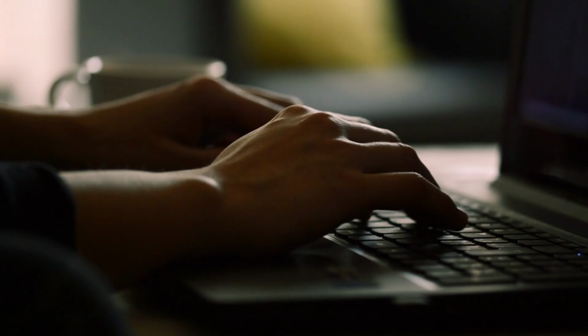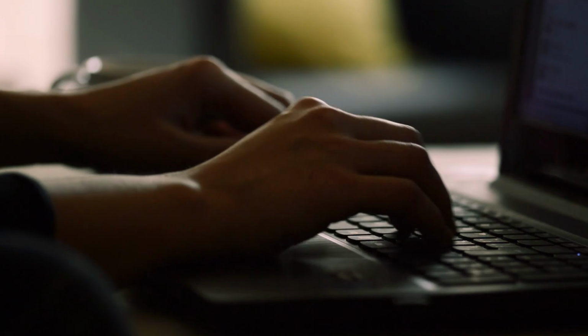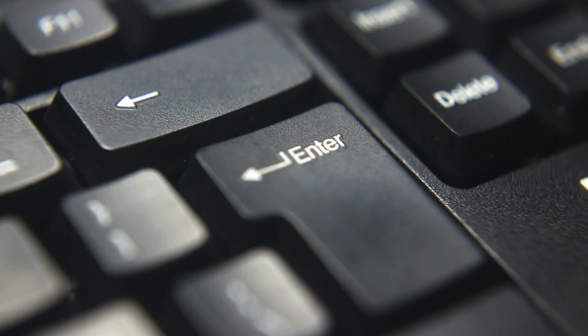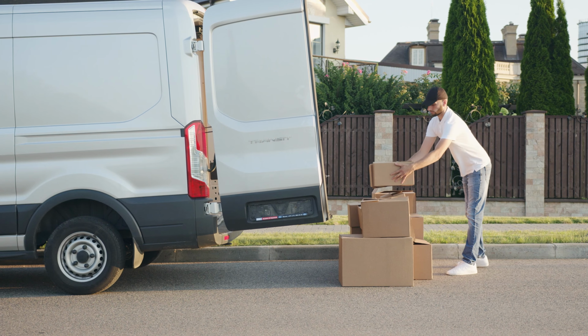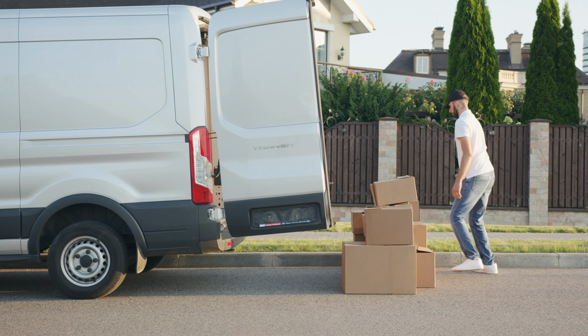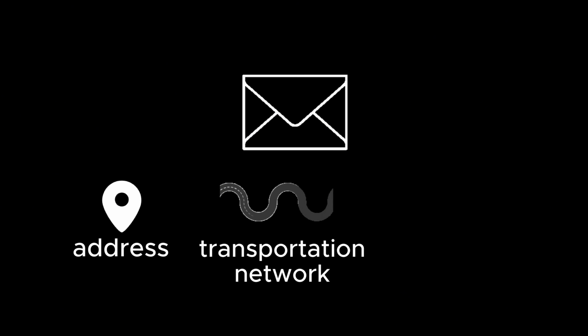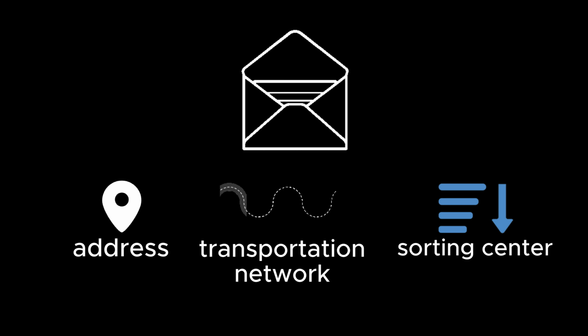Let's imagine something simple. You open your laptop and type a website into your browser. When you press Enter, your computer sends a request asking for that website. But that request needs to travel through a huge global network to reach the server hosting the website. To understand how this works, imagine the internet like a global postal system. Your message is like a letter. It needs an address, a transportation network, and many sorting centers along the way.